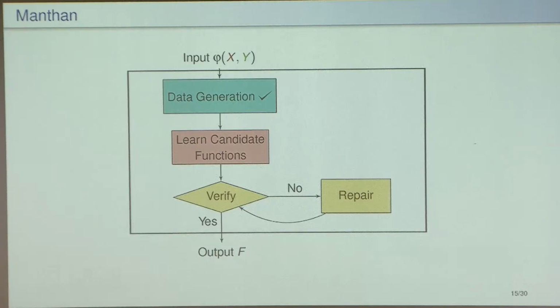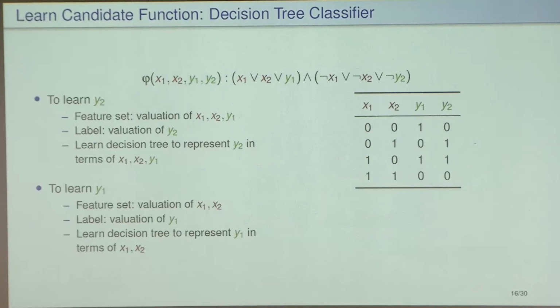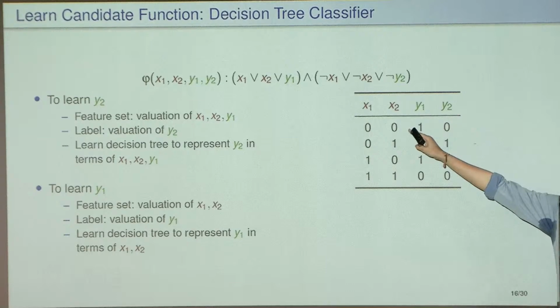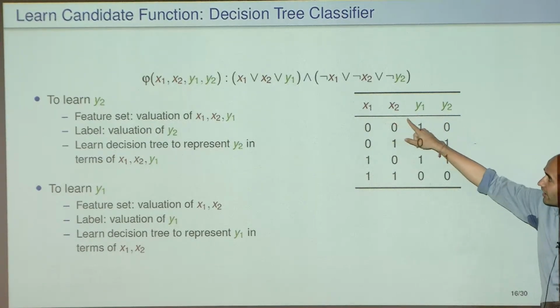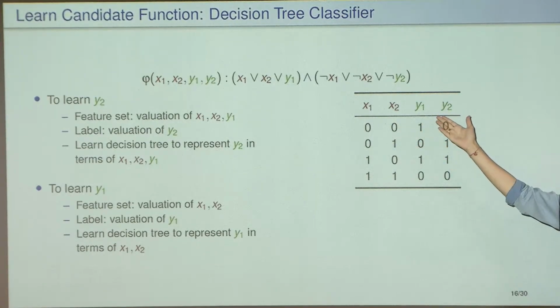And now that we have generated the data, we can treat this as a classification problem. So we have the data of this form. We can try to learn each of the output variables in terms of the inputs. It turns out that it's often a good idea to learn an output variable in terms of inputs and possibly some other output variables, as long as there is no cyclic dependency. So y2 can depend on y1, and then we would want to make sure that y1 does not depend on y2.